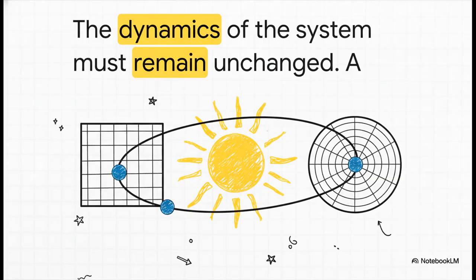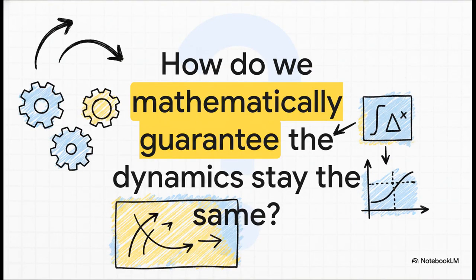All right, there is one non-negotiable, absolute number one rule: the dynamics of the system cannot change, period. A circular orbit has to stay a circular orbit. The path the object takes, how it moves through time, has to be completely identical, whether you're using the old coordinates or the new ones. But that begs the question, right? It's one thing to say the dynamics have to stay the same, but how do we mathematically guarantee it? How do we build a transformation where we know for sure we're not breaking that fundamental rule?